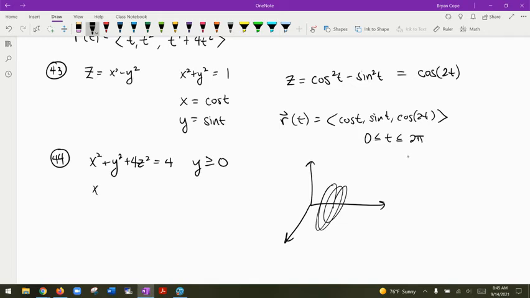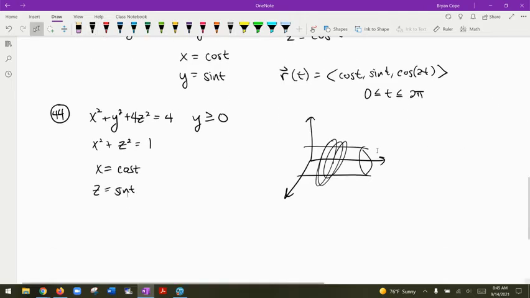And then the cylinder x squared plus z squared equals 1. So that's going to be parallel to the y-axis like this. Okay, so we do have some circular motion here, but it's in the xz plane. So I would let x equal cosine t, and z equals sine t. And then we can sub in to solve for y, hopefully.